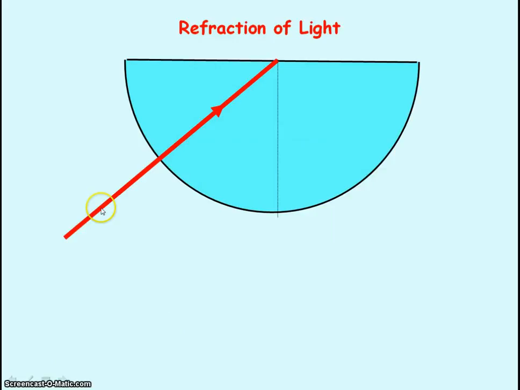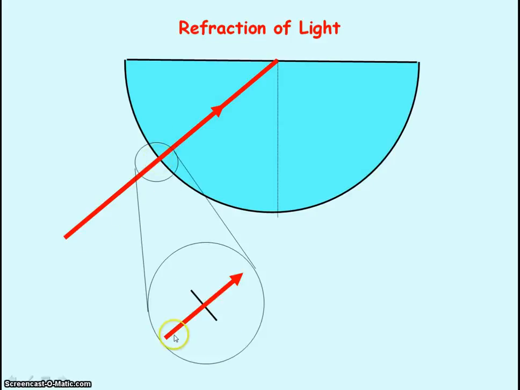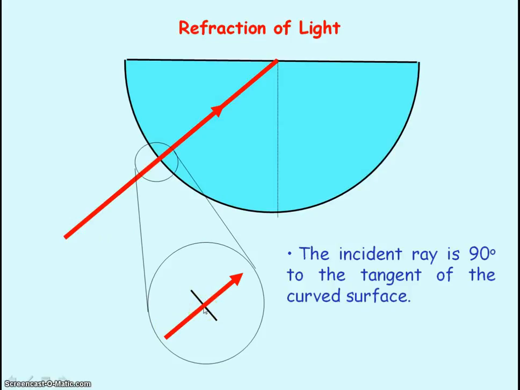Also, for this ray of light, it has passed straight through the glass block at this point. And the reason why is, if we were to zoom in at this point, you can see that the ray of light is acting along the normal line, so it's perpendicular to the surface, and so it will pass straight through.